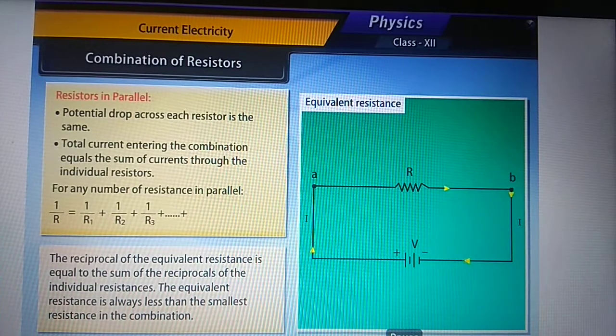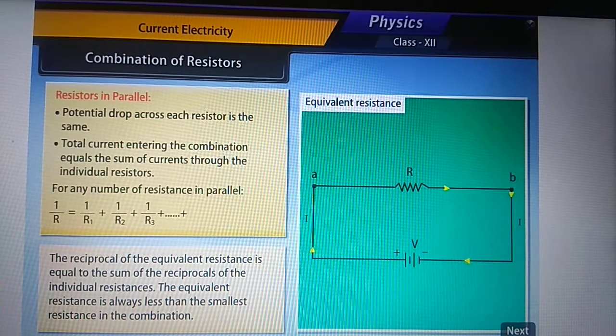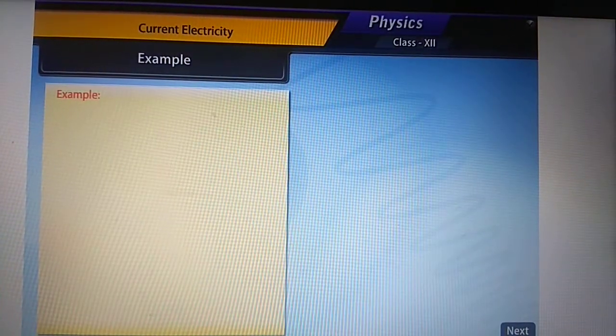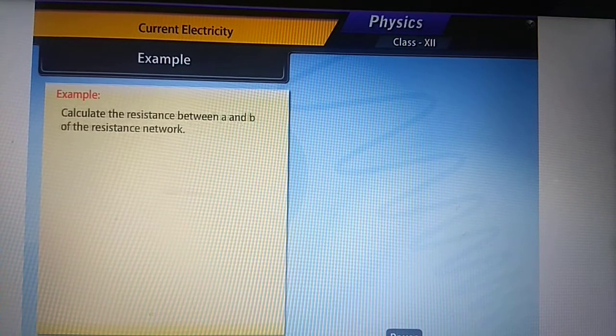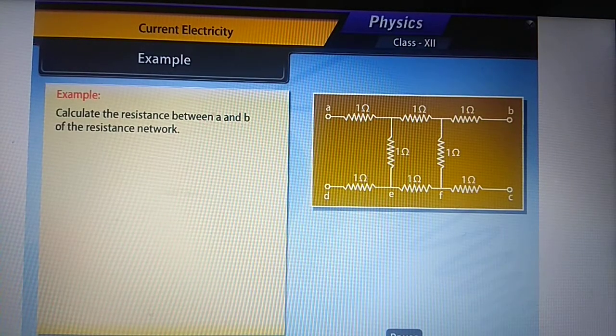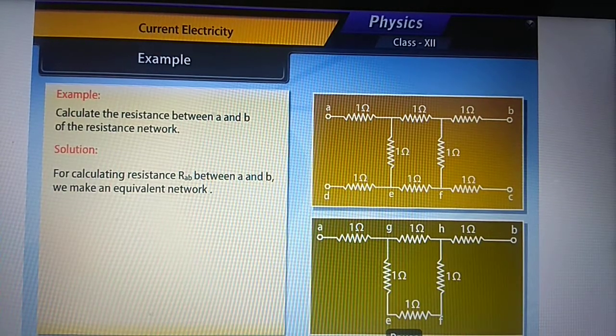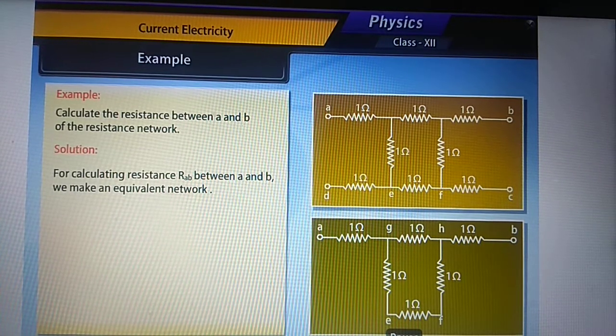Let's take an example. Example: let's take an example on combination of resistors. Calculate the resistance between A and B of the resistance network shown in the given figure. Let's see the solution. For calculating resistance RAB between A and B, we make an equivalent network shown in the figure.